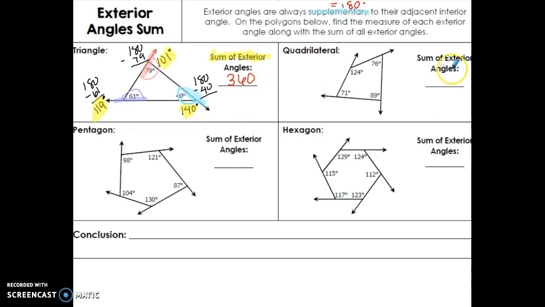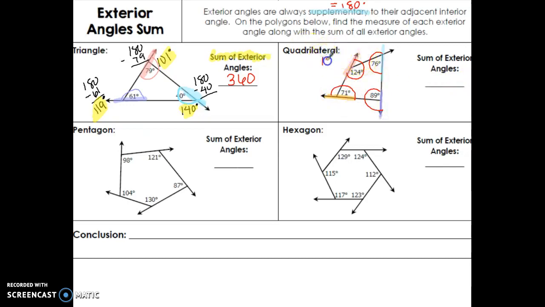So that was for a triangle. For a quadrilateral, we would work the exact same way. We would say this is a straight line, that is a straight line, this is a straight line, and this is a straight line. All of these would be supplementary to each other, so these equal 180, these equal 180, these equal 180, and those equal 180.